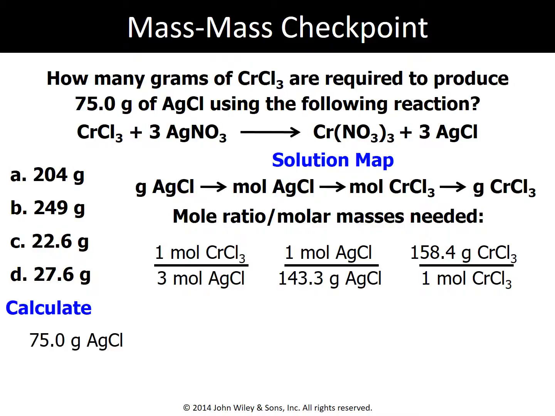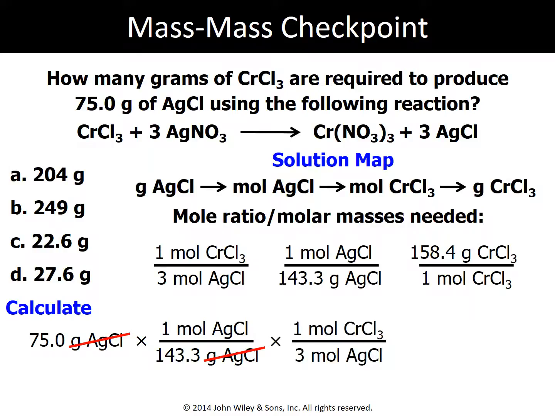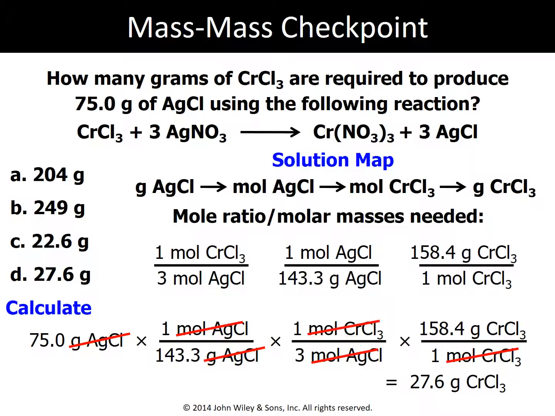CrCl3. So we'll start with our 75 grams given to us in the equation, multiplied by its molar mass to get those grams into moles, multiplied by our molar ratio, and then multiply again by our second molar mass, our unknown, what we're solving for, to give us 27.6 grams, again accounting for significant figures, giving us an answer of D. That's it for Section 9.4.